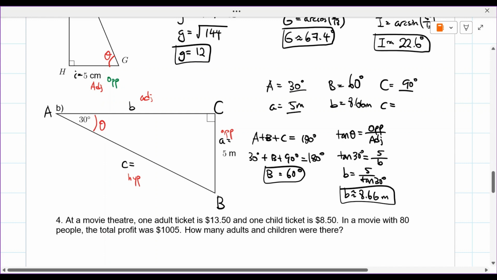Now let's find the side c. Using the angle A and the opposite side to find the hypotenuse, I think this one is the sine ratio, which goes like sine theta is equal to opposite over hypotenuse. Sine 30 is equal to opposite, 5, over hypotenuse, c. So c is equal to 5 divided by sine 30. I put that into the calculator, and I get the exact value of 10.